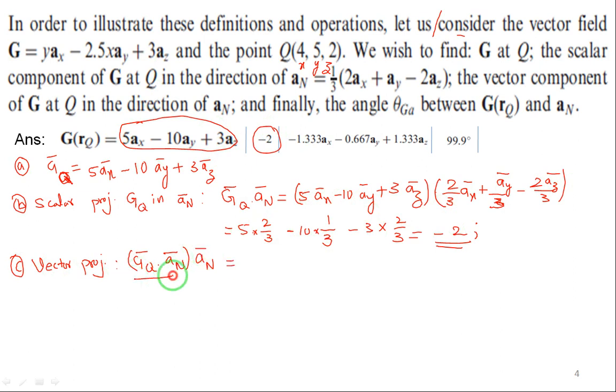So in the previous step you have already calculated this. GQ vector dot AN vector is minus 2. And what is the AN vector? The AN vector is already given: 1 by 3 into (2ax plus ay minus 2az).